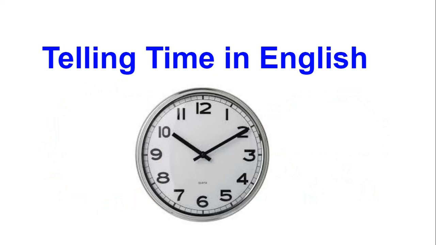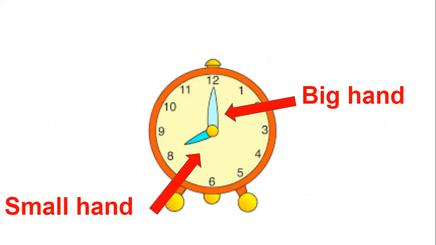Today we are going to talk about telling time in English. This is a clock. Repeat, clock. The long line is called the big hand. Repeat, big hand. And the small one is called the small hand. Look at the picture.